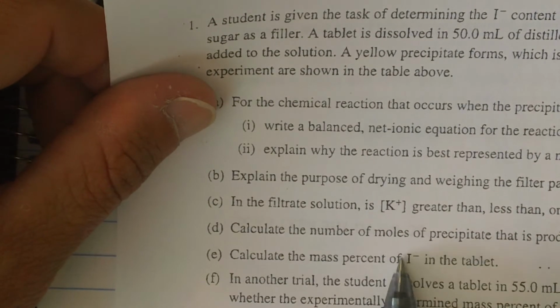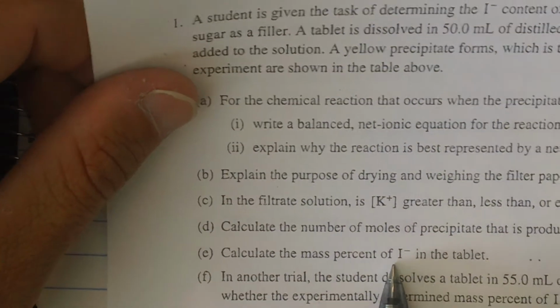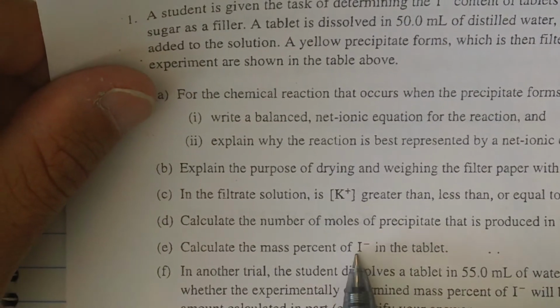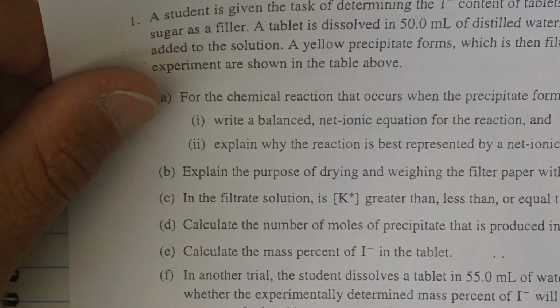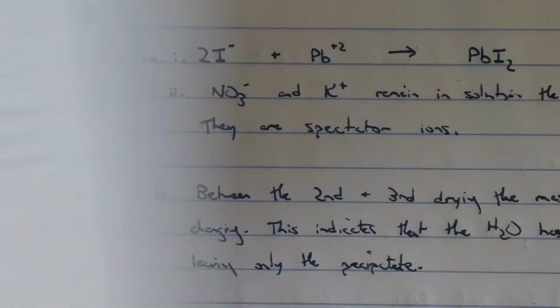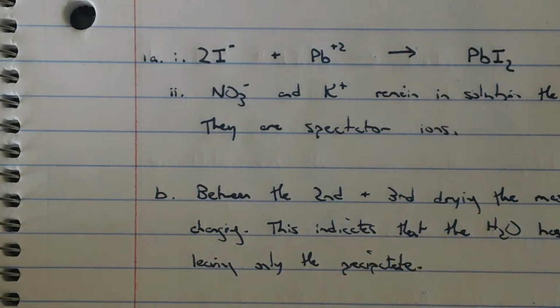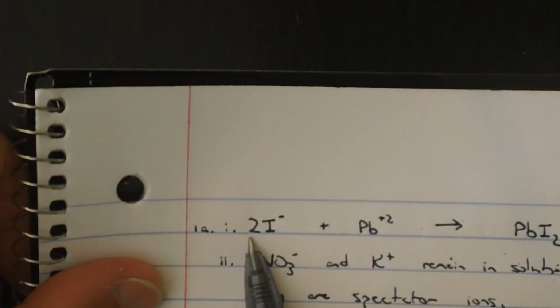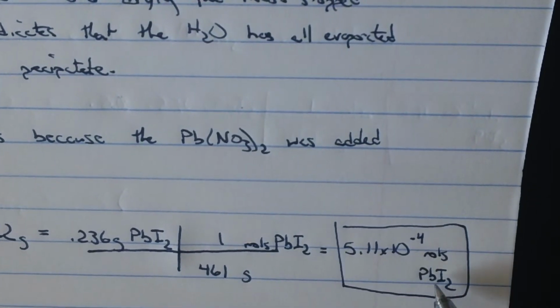Part E comes back and asks us, calculate the mass percent of iodide in the original tablet. So we need to figure out how much iodide we have in the precipitate, because that will be the same as the iodide that's in the tablet. Because all of this stuff precipitated out, we put excess lead in there, which means all of that iodide precipitated out. And so if we can figure out how much iodide was here in this, then we can figure out how much iodide was in the original tablet.